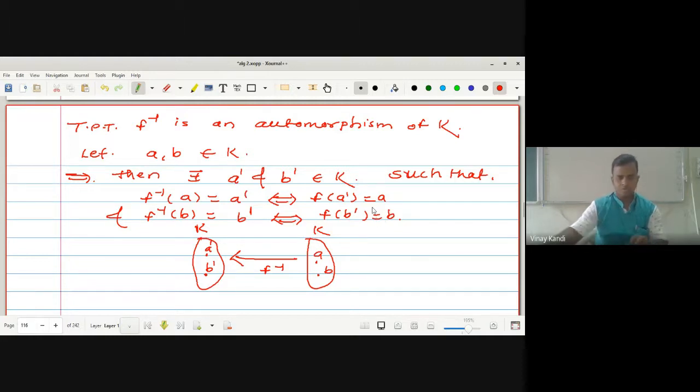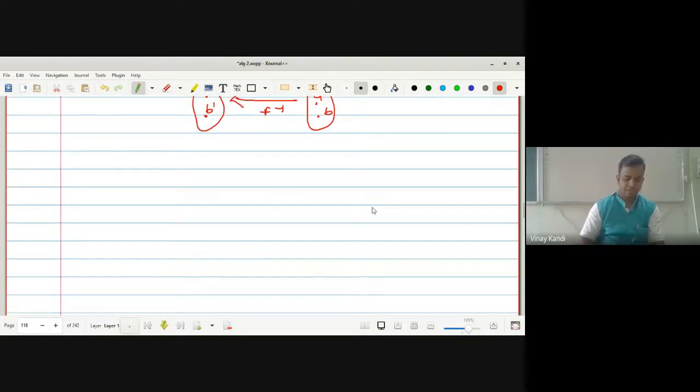Now we have, what do we have? F inverse of A into B.